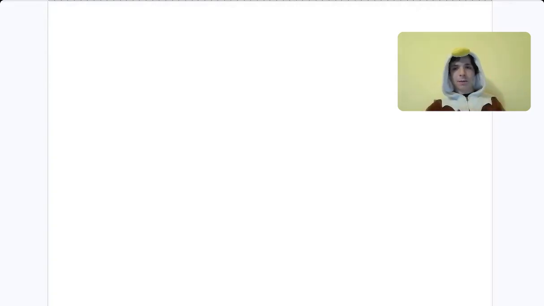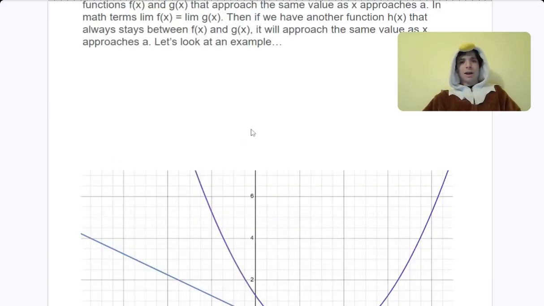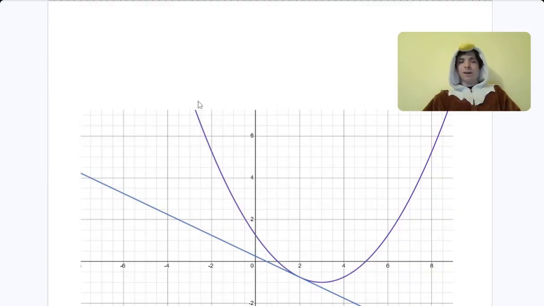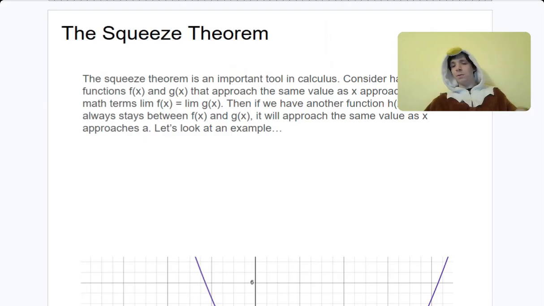Today we're going to be talking about finding limits using a special tool called the squeeze theorem. Now, if you think about the squeeze theorem, it's basically if you have two functions, let's say f of x and g of x, or you could think of it like the positions of Jackie and Shadow.